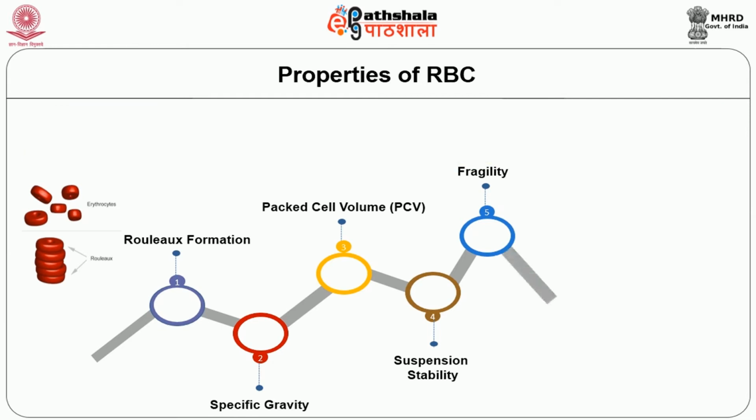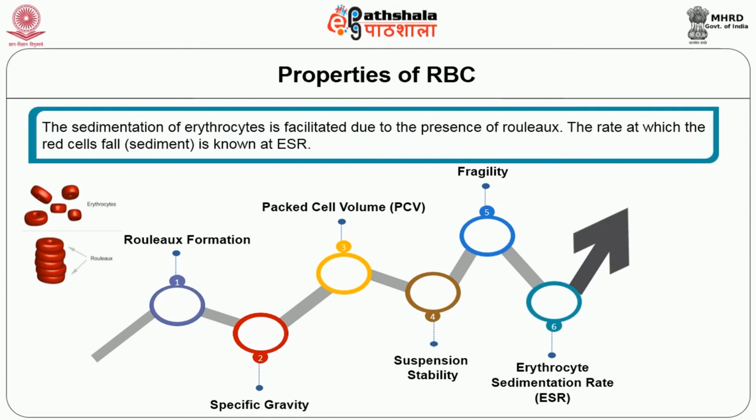The sixth property is the erythrocyte sedimentation rate, and the abbreviation is ESR. The sedimentation of erythrocytes is facilitated due to the presence of rouleau. The rate at which the red cells fall, that is sediment, is known as the ESR.